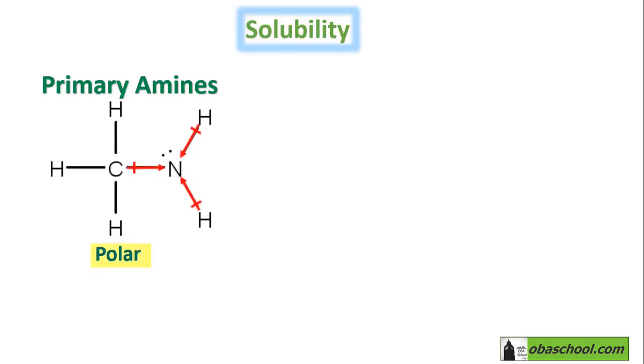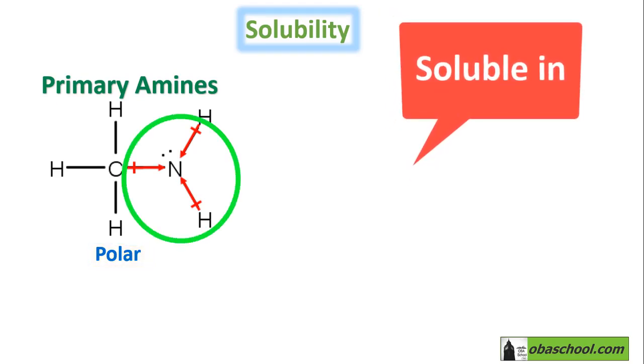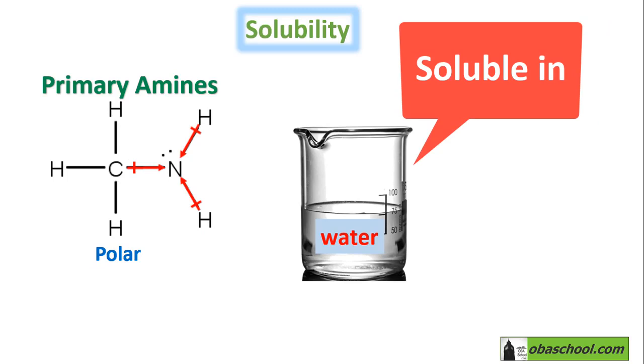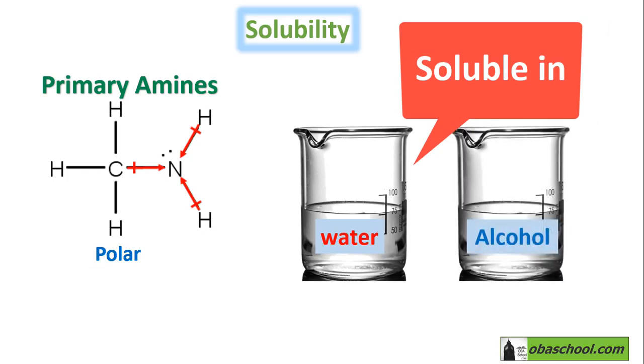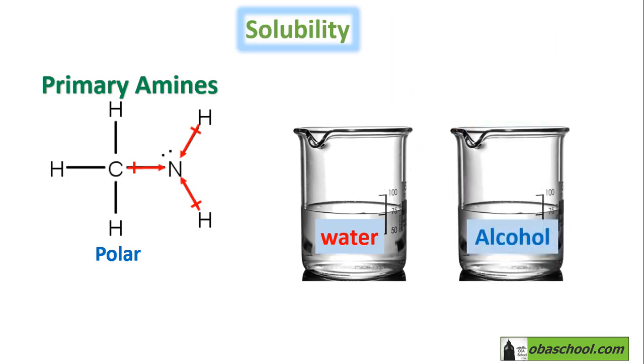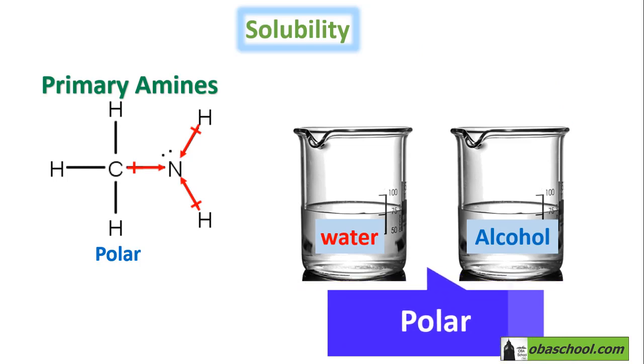Let's now examine the solubility of amines. As we have learned, primary amines are polar, because their dipoles do not cancel each other. So they are soluble in both water and alcohols. They can dissolve inside water and alcohol because both of them are polar.